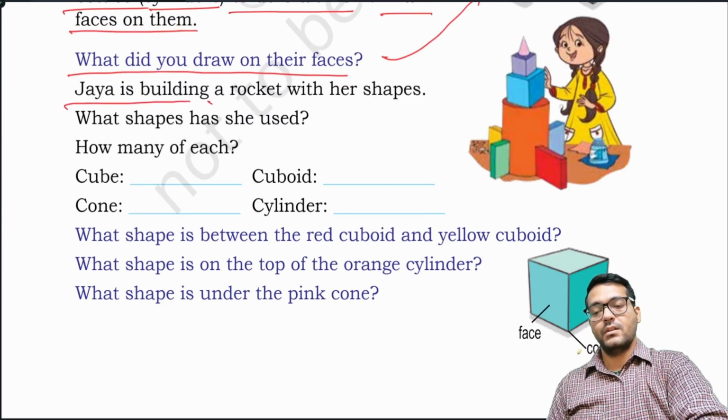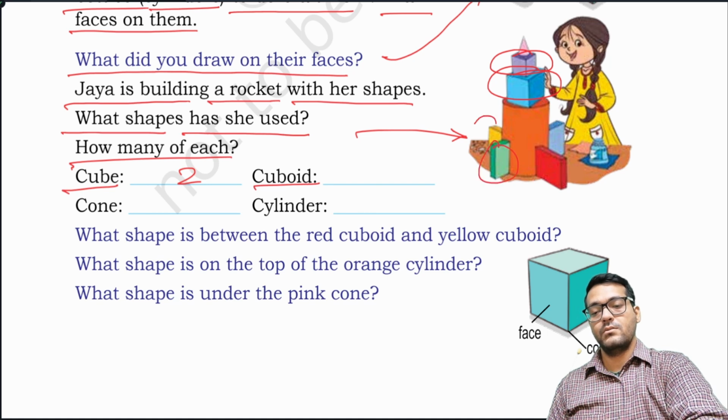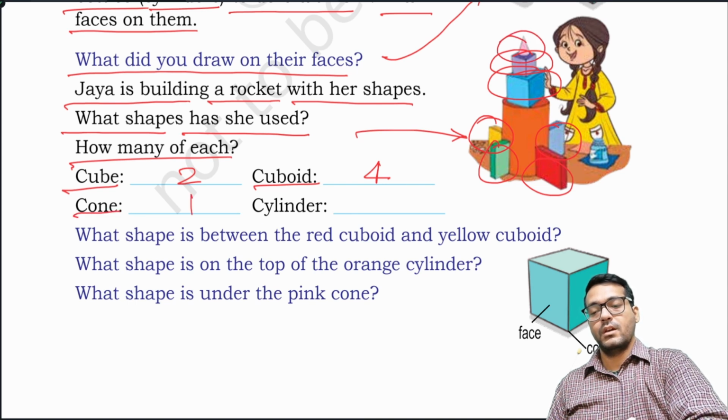Jaya is building a rocket with her shapes. What shapes has she used? How many of each? Cube: 1, 2, 2 cubes. Cuboid: 1, 2, 3, 4, 4 cuboids. Cone: 1 cone at the top, and cylinder: an orange cylinder in the middle.